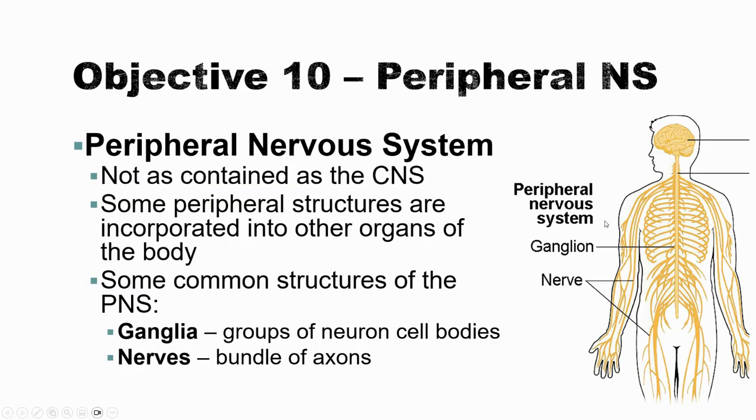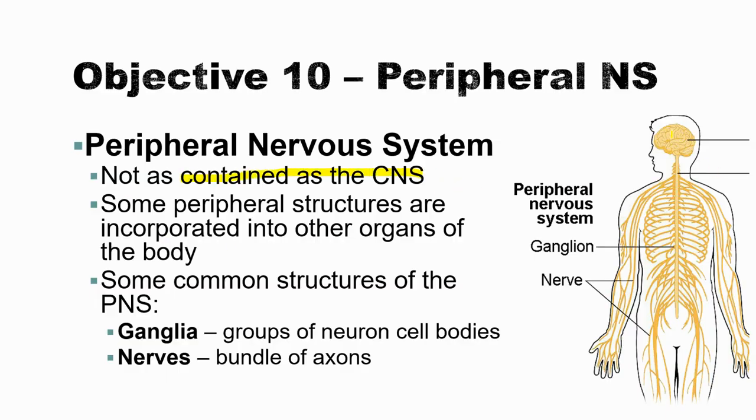We can actually cover a lot more. We could be covering the structures of nerves specifically and things like that, but we're just going to do an overview of the main nerves that come off of the central nervous system to form the peripheral nervous system. And so this is going to be all of those things beyond the brain and spinal cord. So it's not quite as contained.